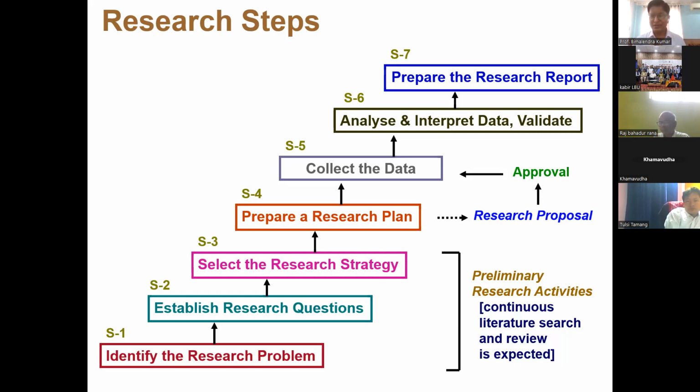How the research can be done, there must be some hypothesis. If there are some questions, there are some solutions to those questions also. They can also be developed. So this is our research questions, and then research strategy. How many chapters there will be, how the chapters will be divided, what methodology you have to adopt. So these are called the 3 steps: S1, S2, S3. These are the preliminary research steps.